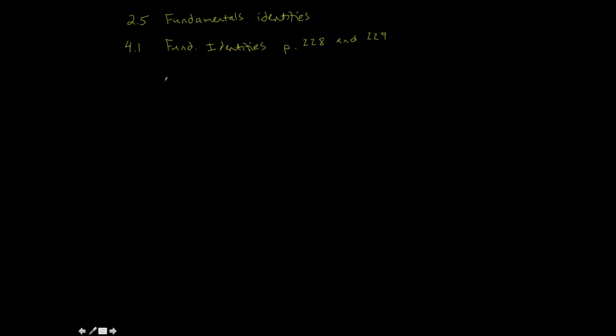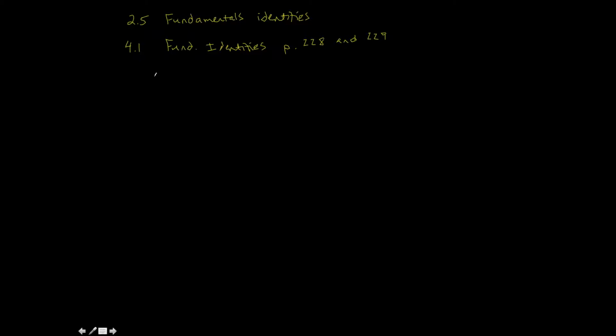Now on to fundamental identities. We're going to do a few applications of it first, and then we'll actually do some verifications. Verifications of identities is what Chapter 4 is going to be about, and this is probably one of the most important chapters in the book. So you're going to need to make sure you know how to do this.